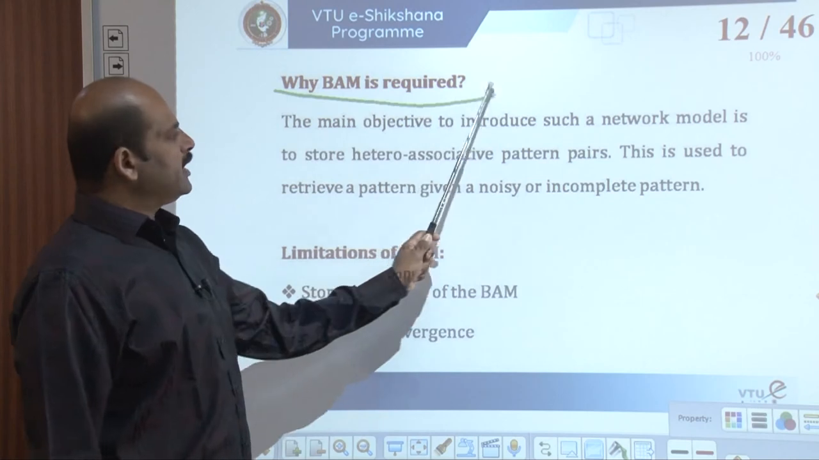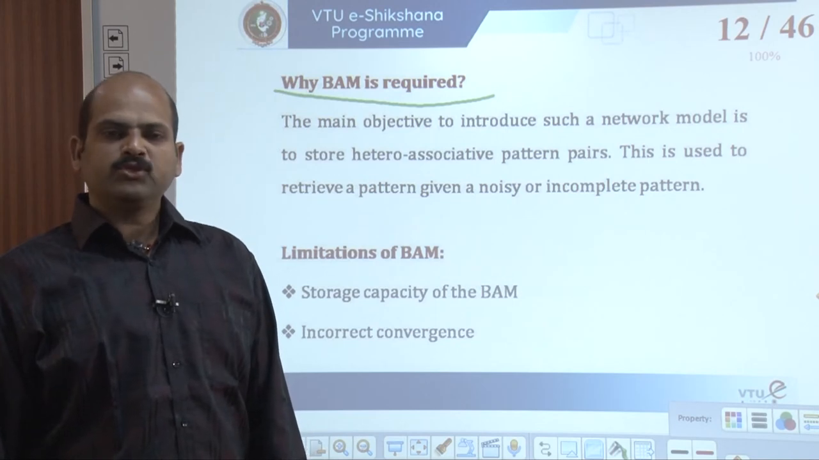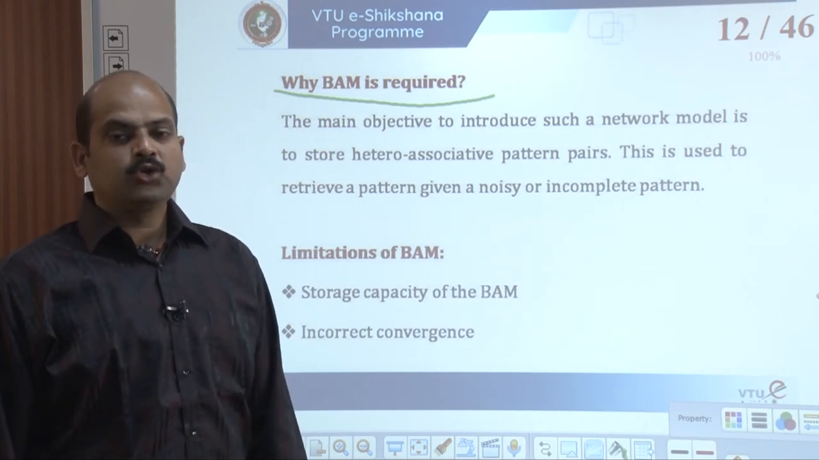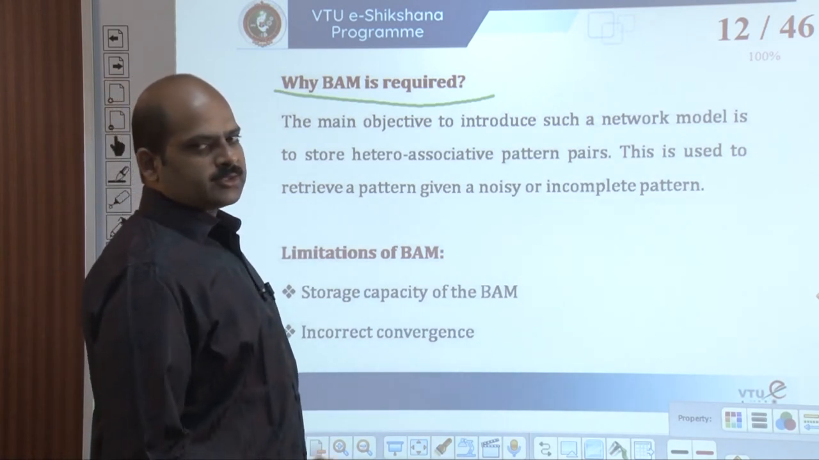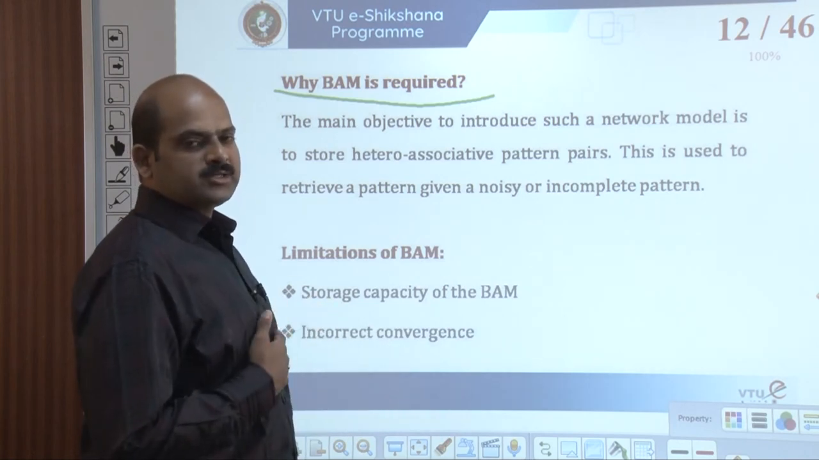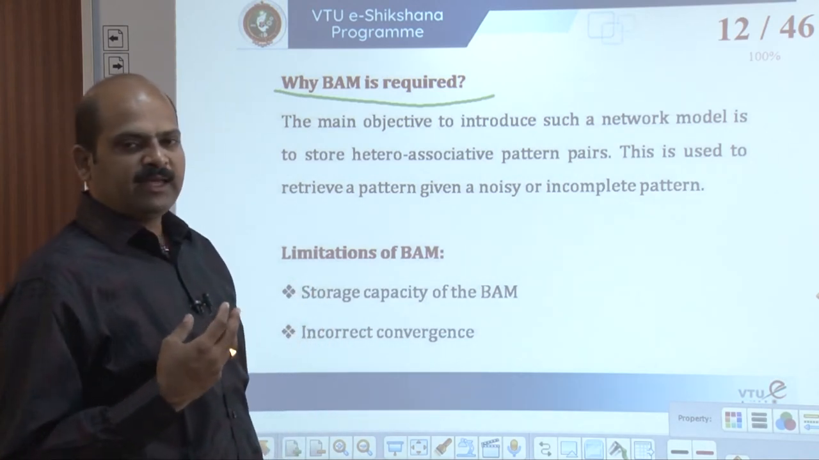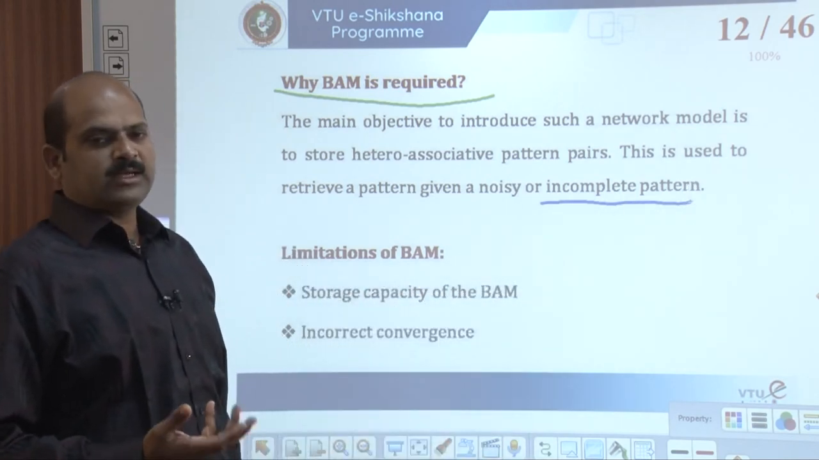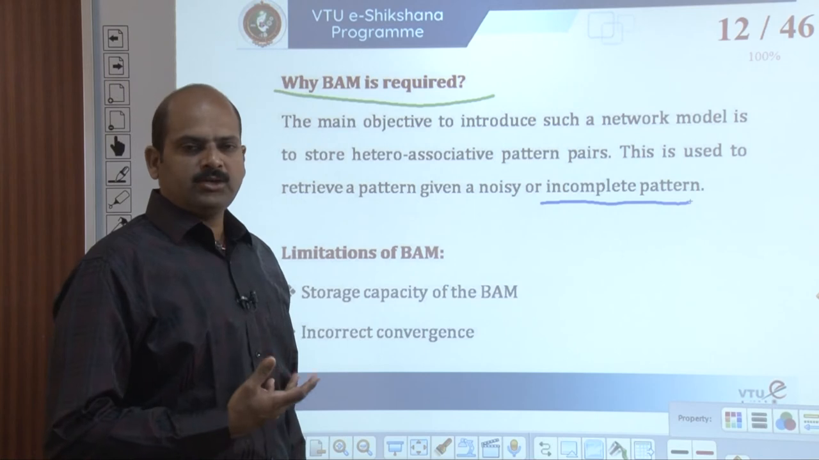Tell me, why is BAM required? The main objective of introducing such a network model is to store heteroassociative pattern pairs. We are going to deal with heteroassociations and autoassociations. Here we deal with heteroassociative pattern pairs. This is used to retrieve a pattern when given noisy or incomplete patterns. That is why we need the BAM, the bidirectional associative memory.